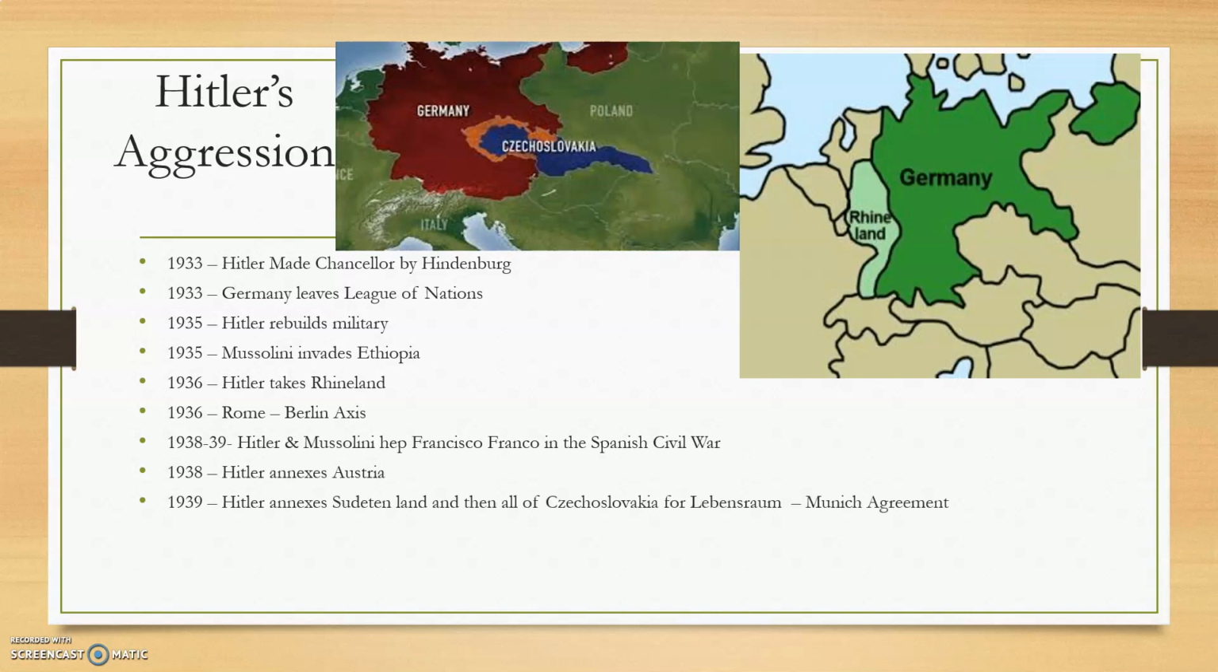In 1939, Hitler annexes or takes over the Sudetenland and then all of Czechoslovakia for Lebensraum, which just means living space. He said the reason he needs to take it over is the Germans need a living space. And he told the rest of Europe, listen, I know I've been taking over these places. This is the last of what I want. And you can see how Germany is growing up there on the map above.